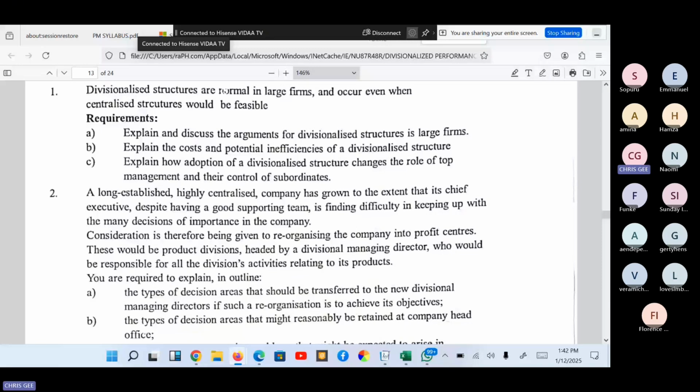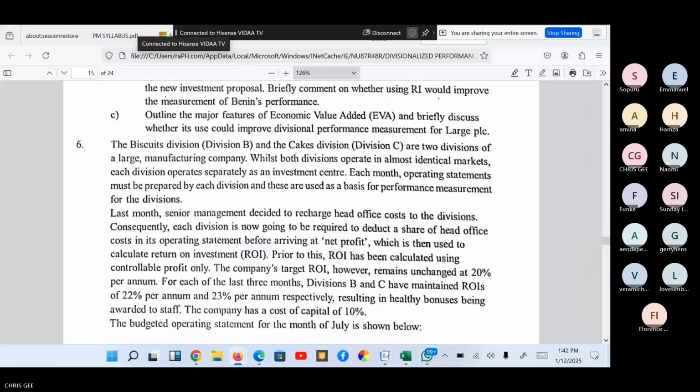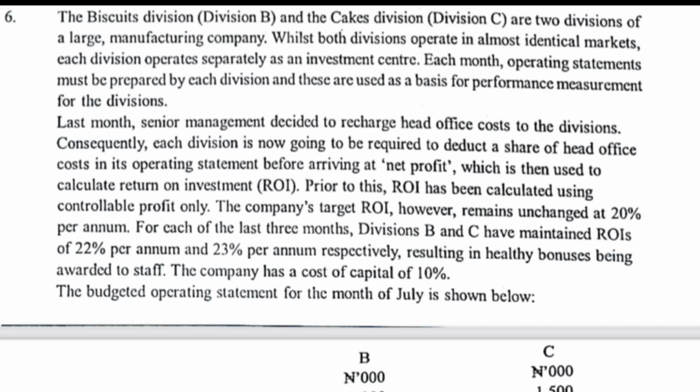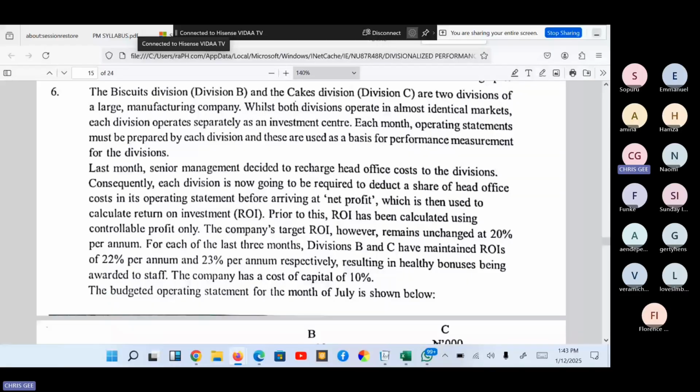Look at question 6. Are we all there, everyone? Okay, let's look at it together. Biscuit division, division B, and the cake division, division C, are 2 divisions of a large manufacturing company, right? While both divisions operate in almost identical markets, each division operates separately as an investment center.